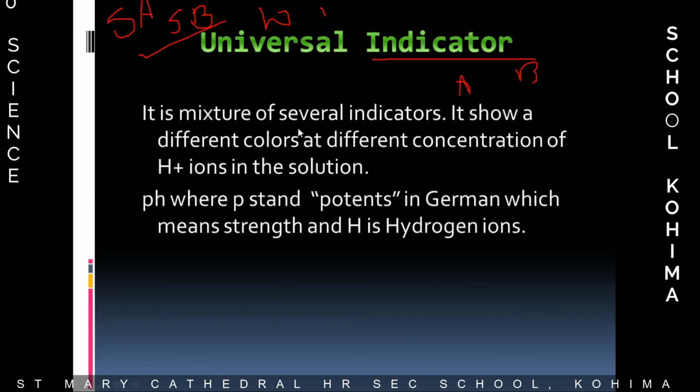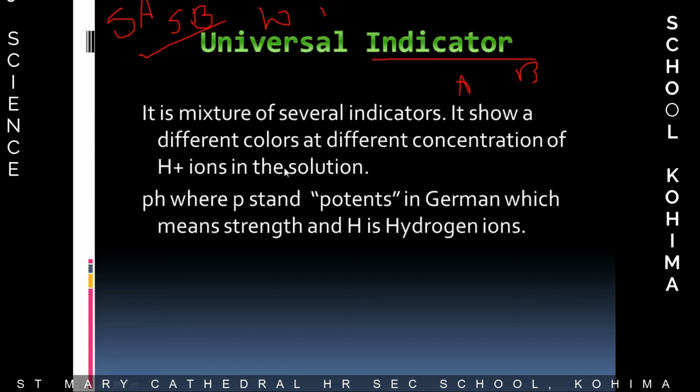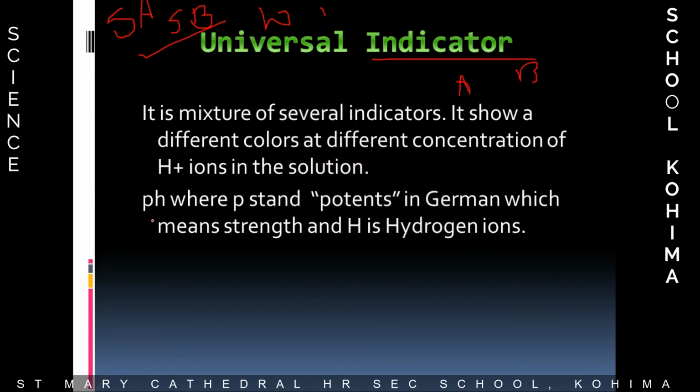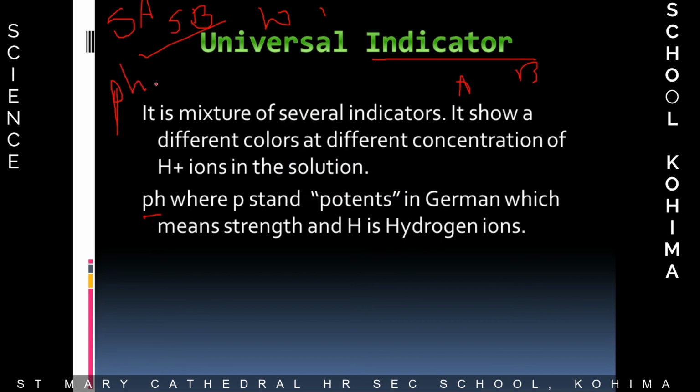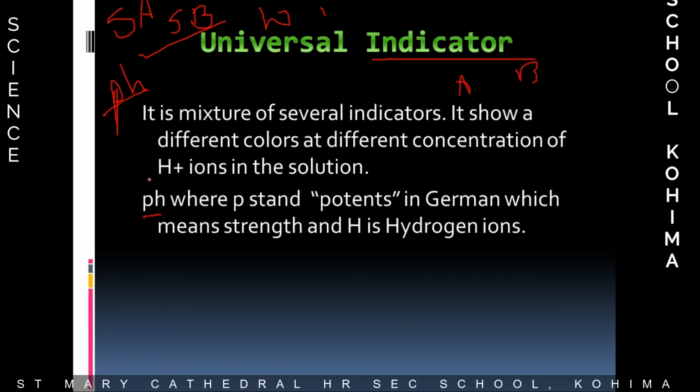It is a mixture of several indicators. It shows different colors at different concentrations of hydrogen ions in the solution. Now, pH, universal indicator. What is universal indicator? It is taken as your pH. We take the pH scale. This indicator helps us to identify whether they are strong or weak. Here the pH scale is the one called universal indicator.